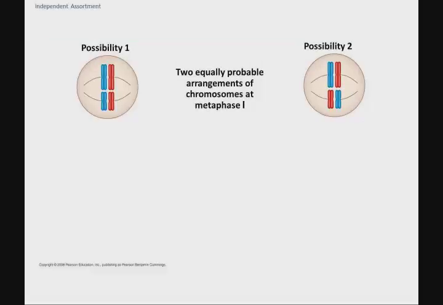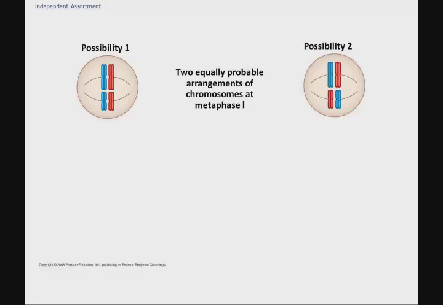Here is an example of just a 4 chromosome organism with 2 pairs of homologous chromosomes. So possibility 1 is you have both of dad's chromosomes on the left and mom's chromosomes on the right. Or, in the first pair, dad's chromosome could be on the left and mom's on the right, and in the second pair, mom's chromosomes on the left and dad's chromosomes on the right.